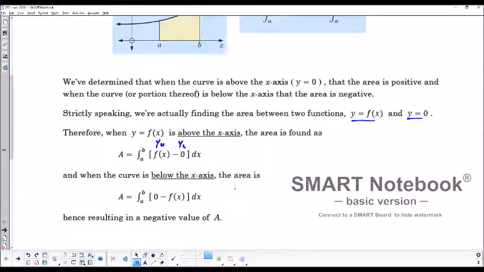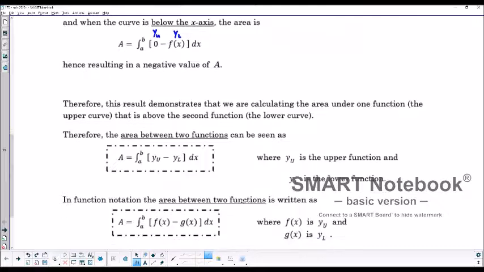And if the curve is below the x-axis, then the upper function is the x-axis, y equals 0, and the lower function is the function we're looking at, so we get 0 minus f of x. So those results that we saw in the last class actually start to make a little bit of sense now.